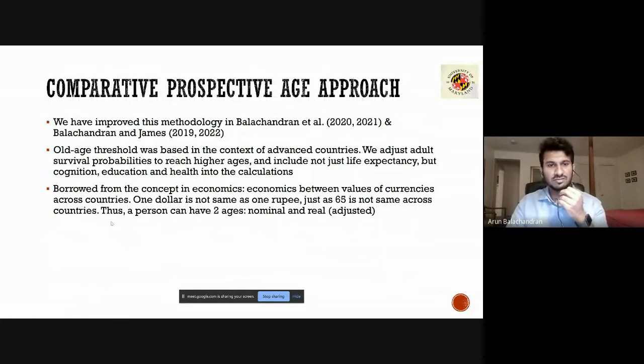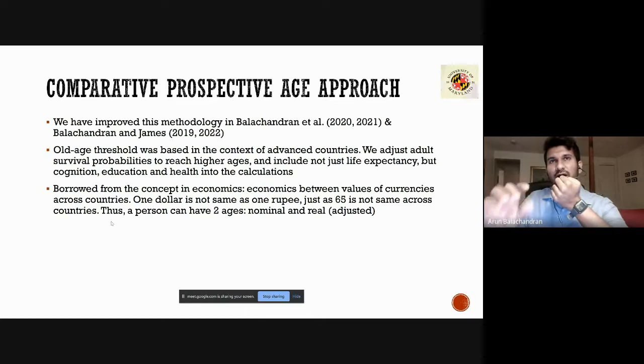Now we improve on this methodology. We argue that the choice of a remaining life expectancy of 15 is based on a vision of the advanced countries, whereas the idea should be much more global, in the sense that it is a question of adjusting across spaces as well, not just across time. Continuing this example from economics, the value of 1 rupee is not the same as the value of $1. What we do is take one benchmark currency, the dollar, and compare every currency in the world against it. So a dollar is so many euros, or so many rupees, and so on.